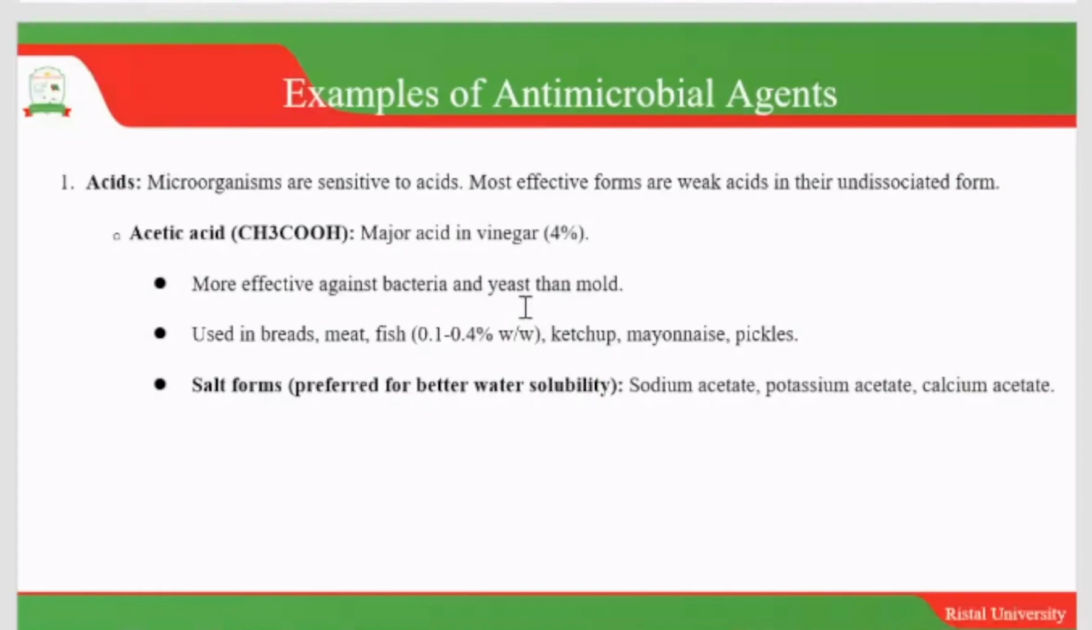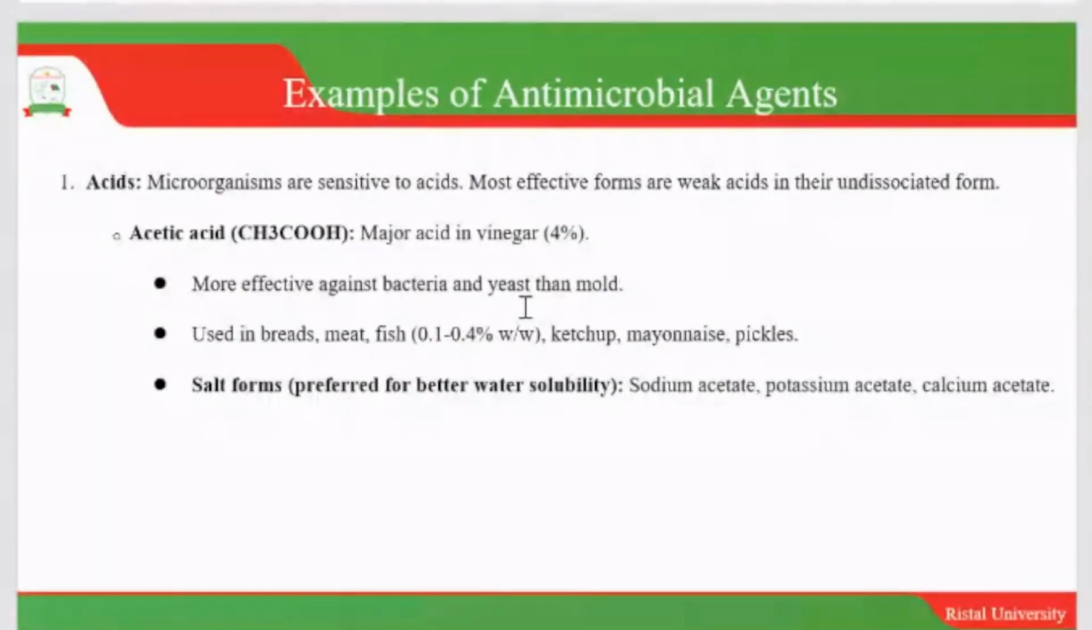The major acid in vinegar, which is 4%, is most effective against bacteria and yeast rather than mold. Okay, so if we think that the foods that we are preparing are susceptible to being attacked by microorganisms in the form of bacteria or yeast, then we would look at using vinegar. And this is used in bread, meats, and also ketchup, mayonnaise, and pickles.